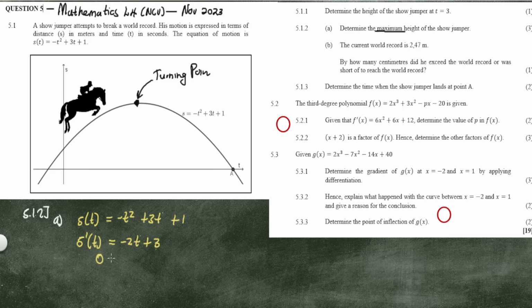And then equate it to 0 and solve for t. You bring the t over to the other side. T is equal to 3 seconds.